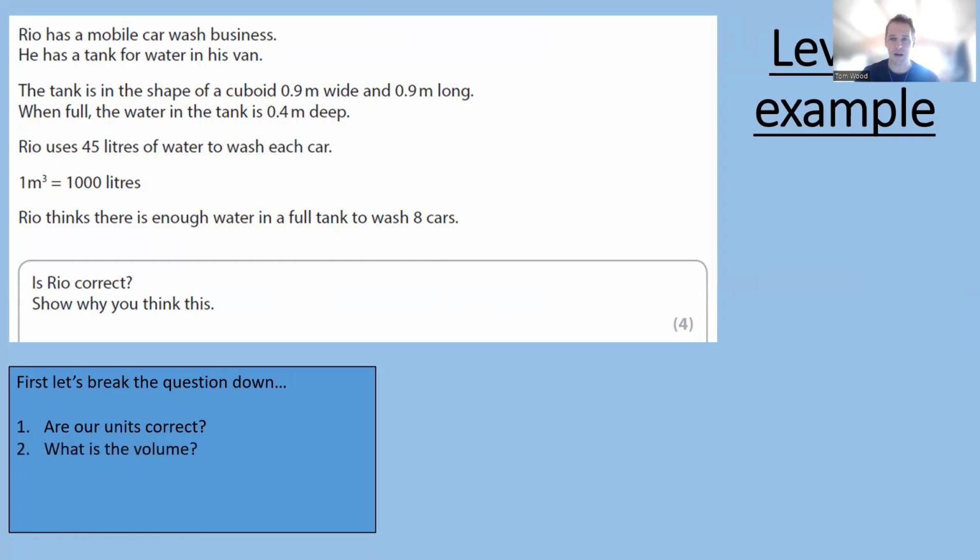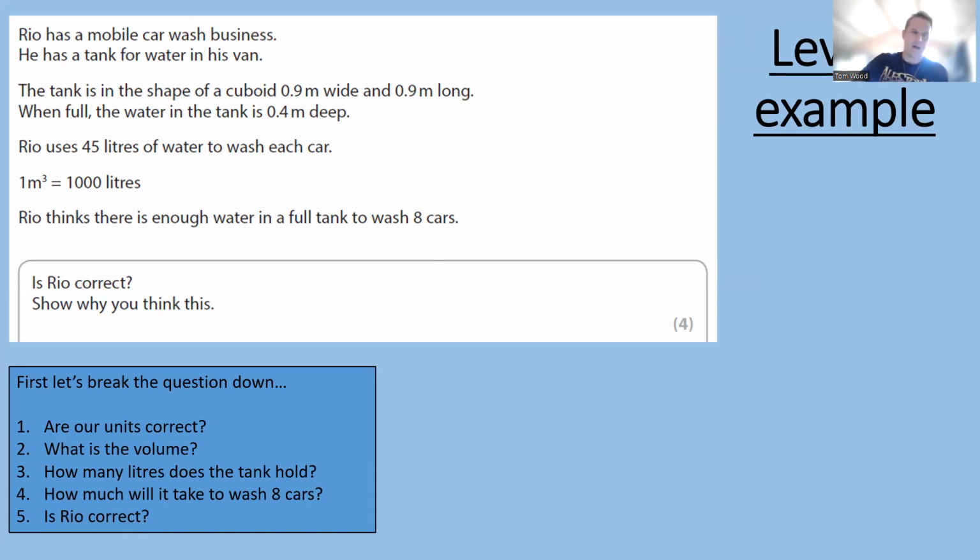What I need to do is find out the total volume of this tank. Then I'm going to use my conversion point here to work out how many liters that is. And then finally, how many liters do I need to wash 8 cars? Is there enough?